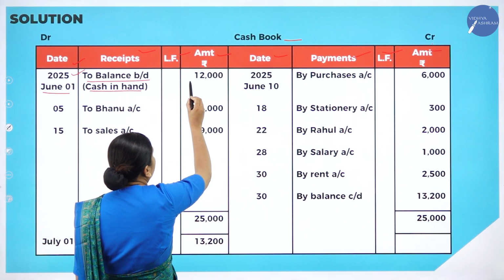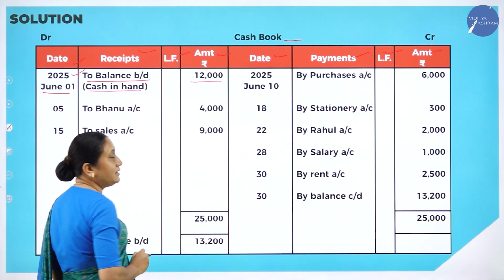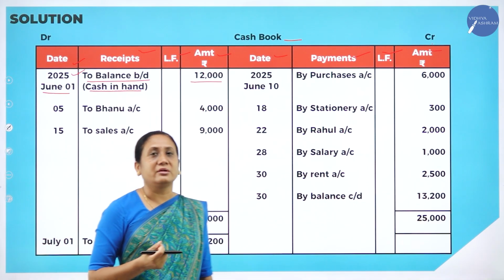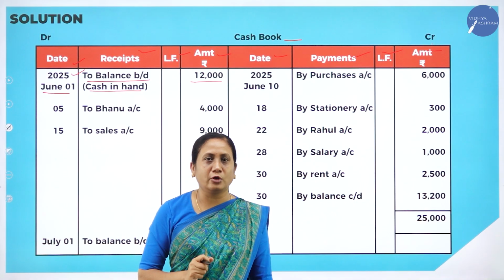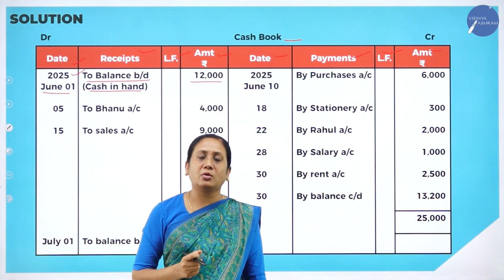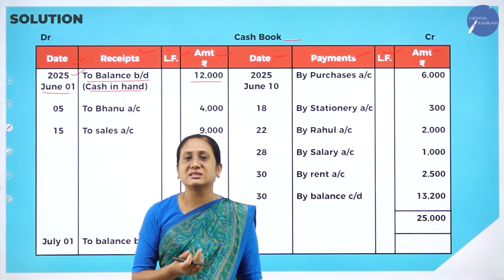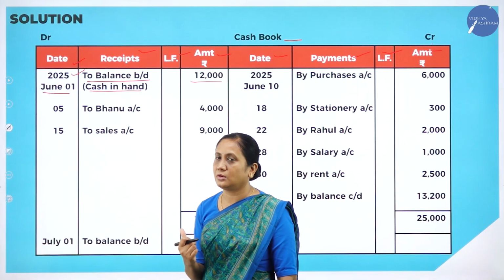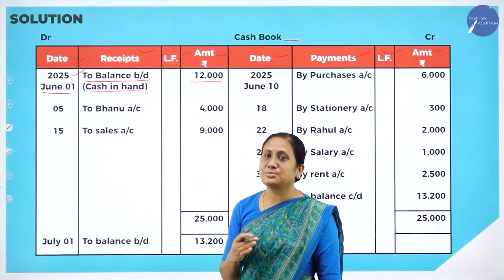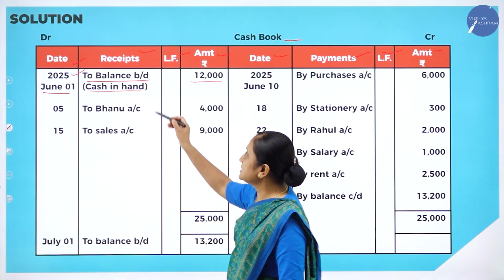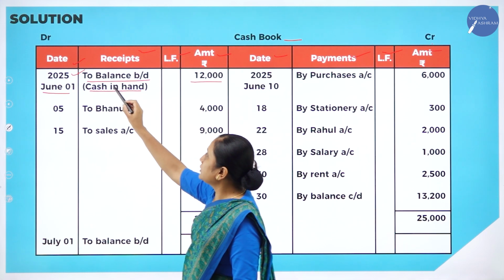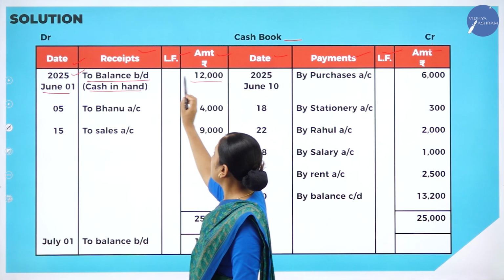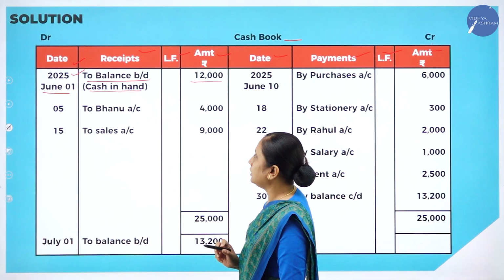How much is the available cash? 12,000. That is not the amount received. That is not the inflow of cash. That is the opening balance. That is the previous month's balance brought down for this month. So for this we will write it as to balance brought down 12,000 in the amount column.